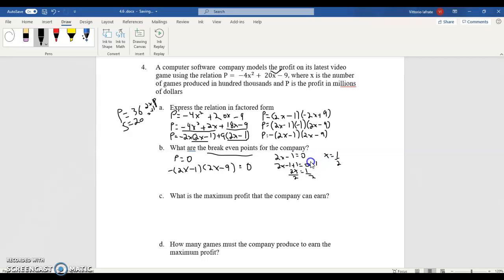And let's see if we have another break-even point with the 2x minus 9. We're solving for that again, is equal to 0. We'll finish that in the next video, the last part of this lesson.